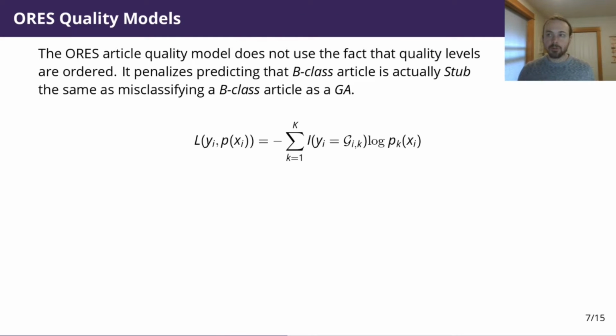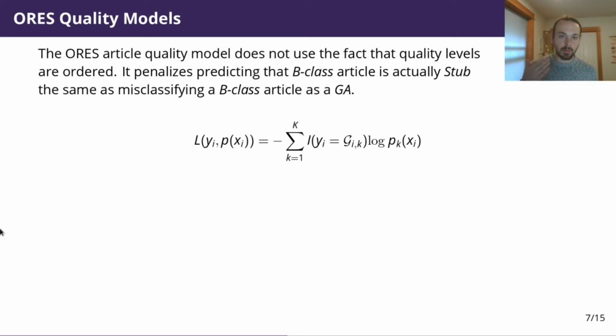So my method works by using a piece of information about the quality levels that the ORES quality model does not. This is the fact that these quality levels are ordered. If you stare at this equation, which is what the ORES quality model is minimizing, the multinomial log loss, you'll observe that there's nothing in here at all about the relationship between the different quality levels. All correct classifications are rewarded the same, and all misclassifications are penalized the same.